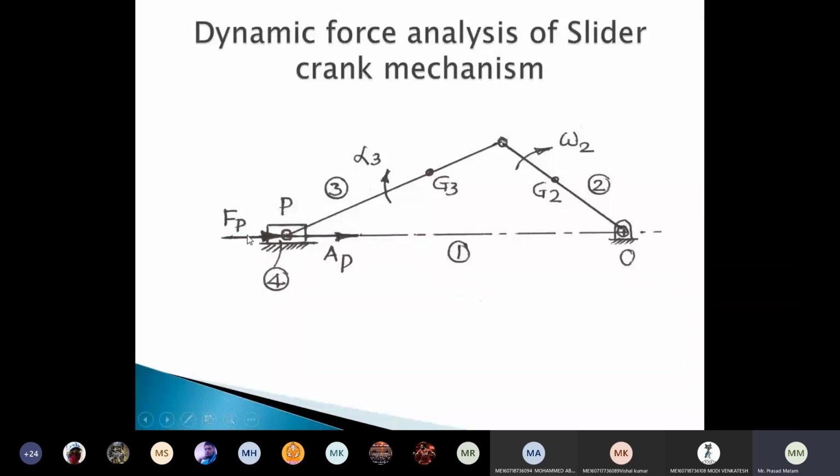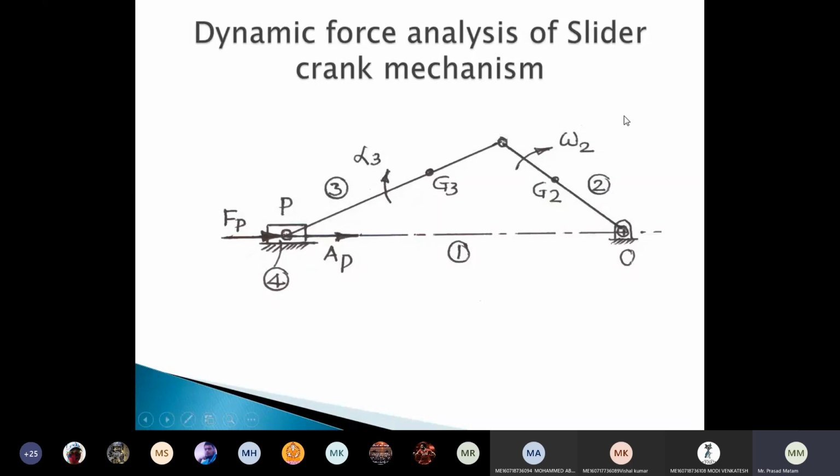A P is the acceleration force acting along the line of stroke. G2 is the center of gravity acting on link 2. G3 is the center of gravity acting on link 3. Omega 2 is the angular velocity of the crank, which is a known value.